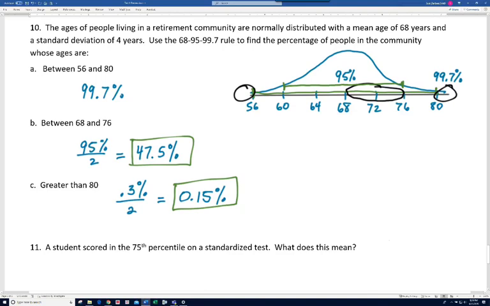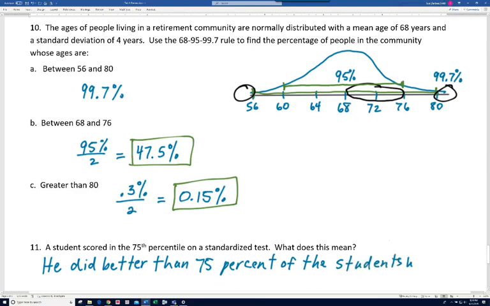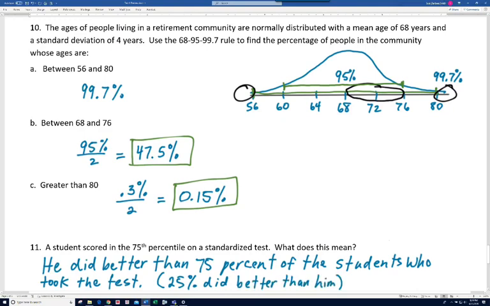All right, last problem. On number 11, it says a student scored in the 75th percentile on a standardized test. What does this mean? Well, that doesn't mean they got a 75% on the test. That means they did better than 75% of the other people that took the test. So he did better than 75% of the students who took the test. Or in other words, 25% did better than him. All right, and that's it for this second review here.